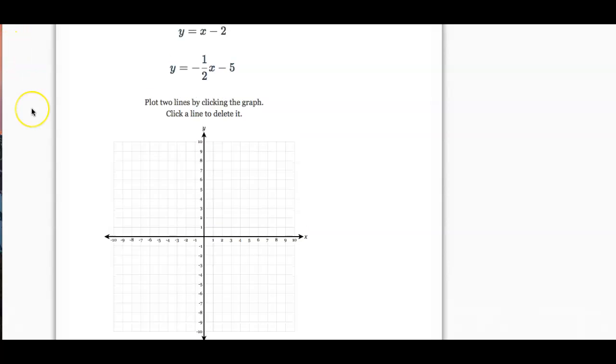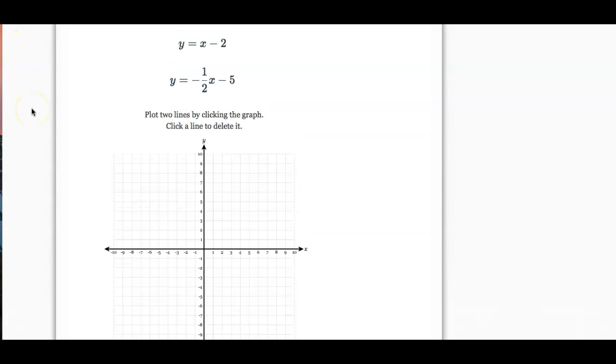Okay, so in this video, I want to show you how you're supposed to enter your answers and do the problems on the first part of your assignment. We're going to be solving equations by graphing them. So we're doing a system of equations now, and we're going to have two equations: y equals x minus 2 and y equals negative 1/2 x minus 5.